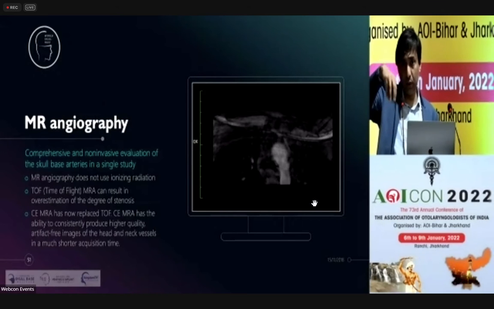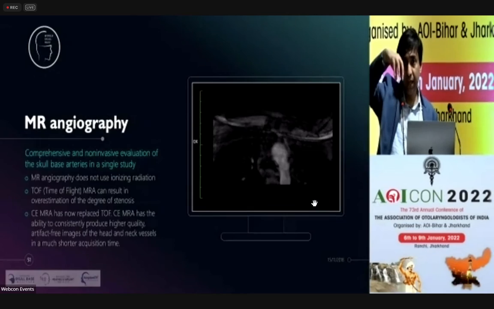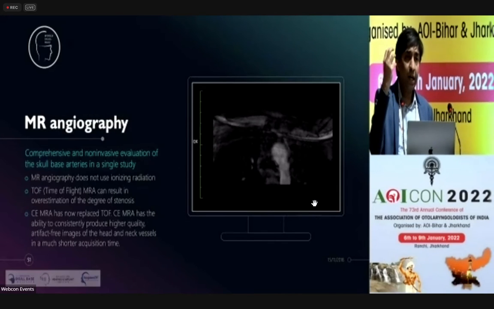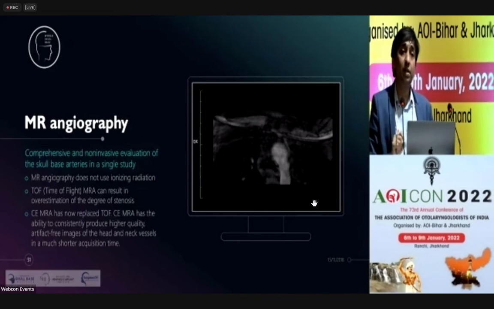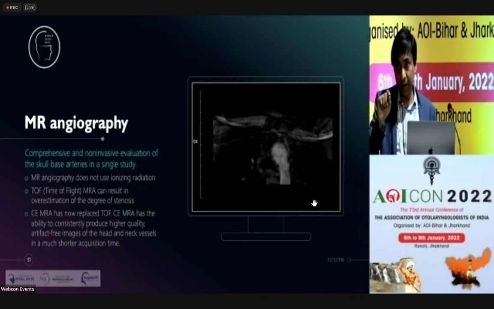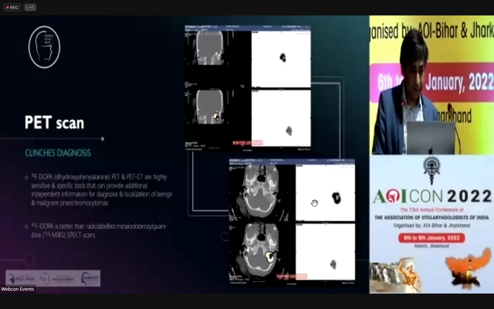So TOF sequence, time of flight sequence, is a sequence which suppresses the tumor completely and gives a nice visualization of the vascular structure of the carotid. And that tells us whether the wall of the carotid is infiltrated or not. So MR angiography has to be recommended. That has to be written separately, because this is a sequence that is not done routinely. You need to tell the radiologist to do this particular sequence in all your cases.